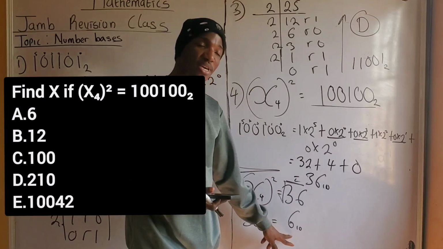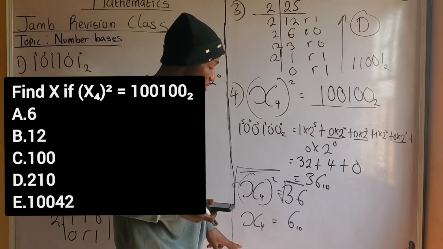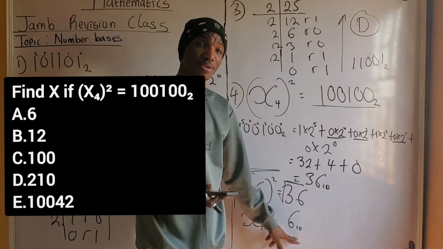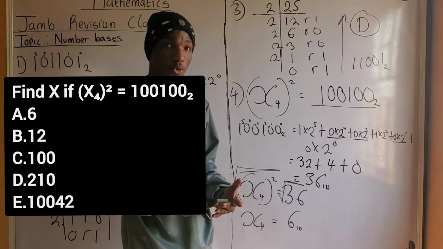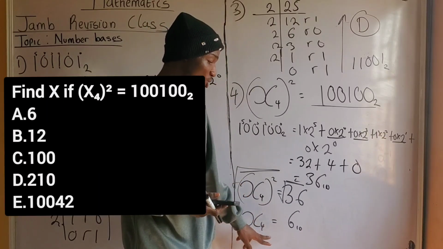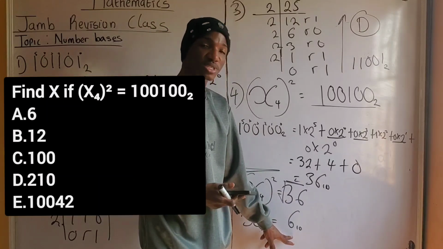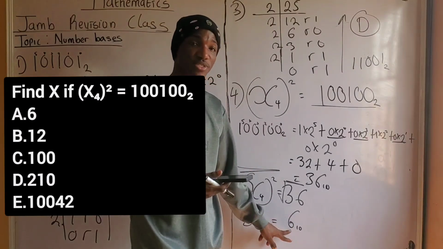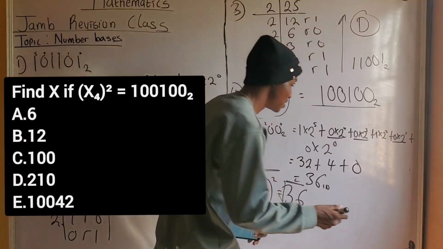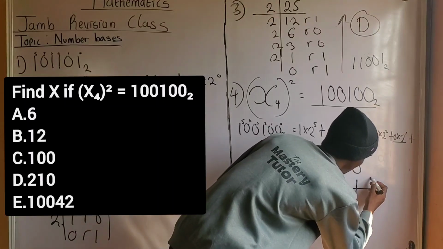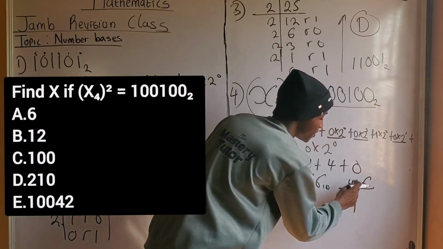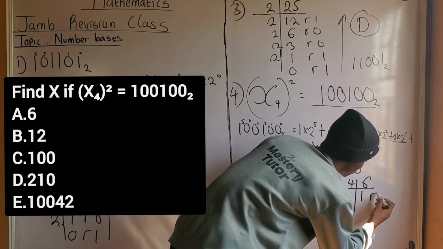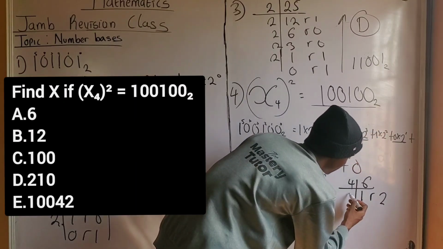Now, this is not the final answer. Do you know why? Because x is in base 4, but we have our answer in base 10. The final answer must be in base 4 because we have the value of x in base 4. So I'm going to change this 6 base 10 to base 4, and that comes by dividing this value, which is 6, by 4. So let us proceed. We have 6 here, we have 4. 6 divided by 4 is 1 remainder 2, right?